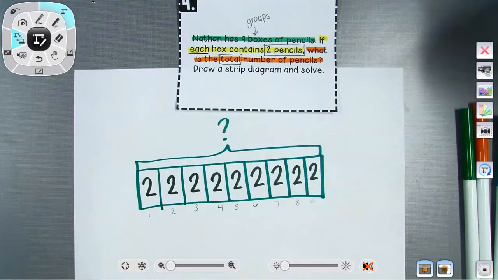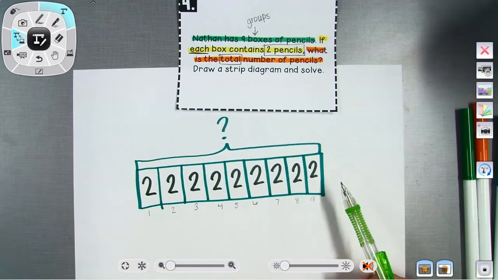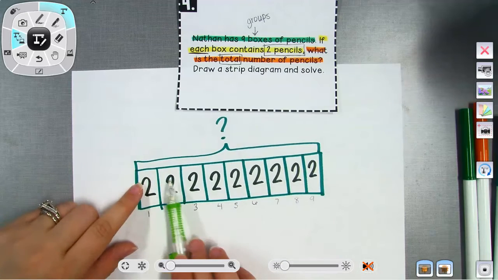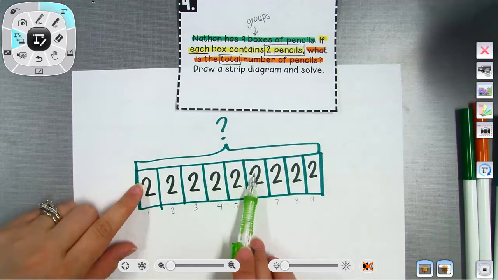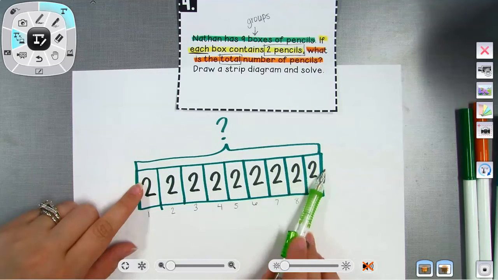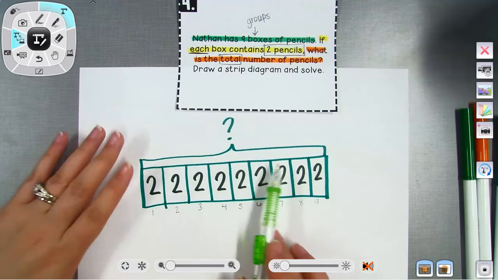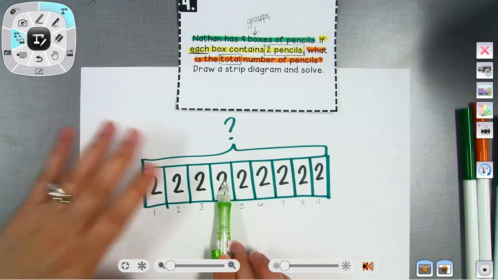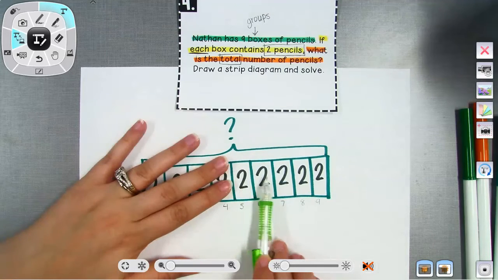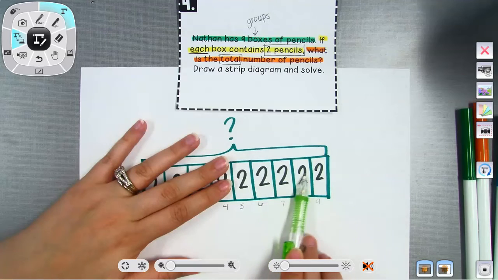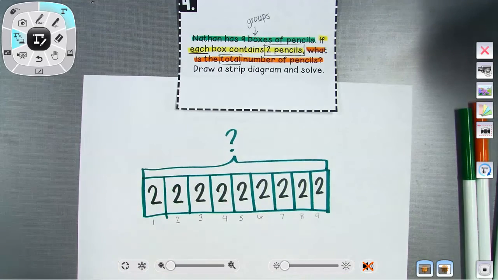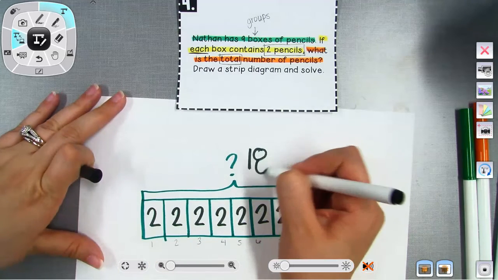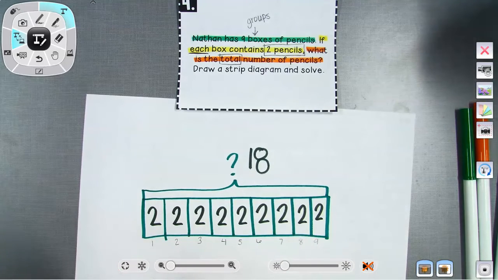Now what I'm going to do is add this all together. I'm going to say 2 plus 2 plus 2 plus 2 plus 2 plus 2 plus 2 plus 2 plus 2. Or I could skip count by 2s: 2, 4, 6, 8, 10, 12, 14, 16, 18. So I have 18 pencils total.